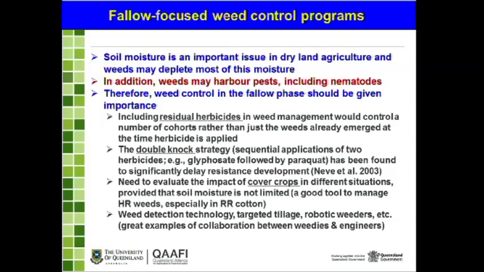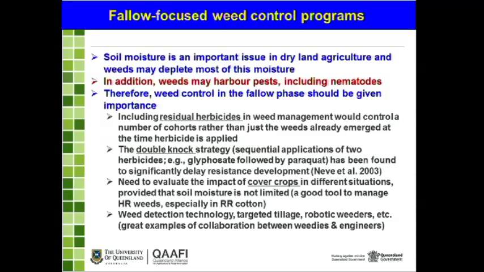Okay, in our environment, second most important to me is fallow-focused weed control programs, because in the northern region I'm talking about, we have summer rainfall, and that increases the weed problem. Soil moisture is an important issue for us, and if there are weeds in the fallow situation, they may deplete most of it. In addition, they also harbor pests and nematodes, for example, barnyard grass. So weed control in the fallow phase should be given importance.